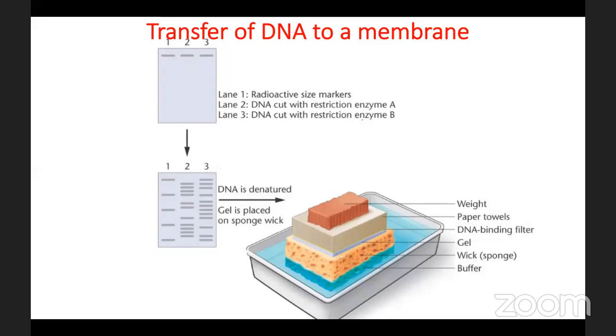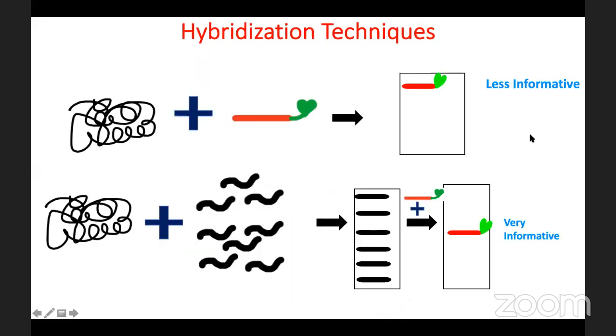Because at the top of your gel you have placed a DNA binding membrane or a filter, a paper, your DNA will migrate from your agarose gel to that paper. It will bind to that paper. Finally, that paper you can now use for hybridization. You have this mice fragment with you that is labeled, and you can go for hybridization.